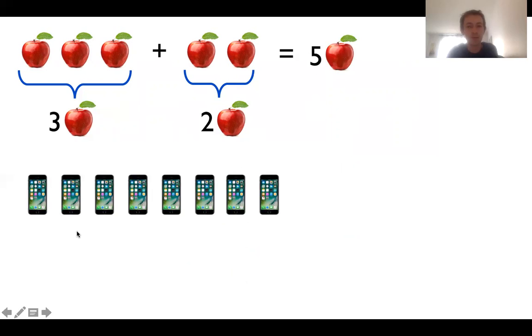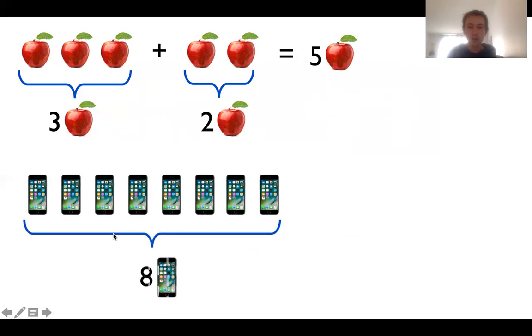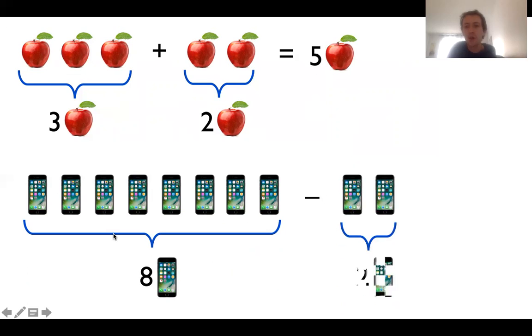Here's another way to do it. I've got 8 phones here. If I subtract 2 phones, I'm going to obviously have 6 phones. So obviously you know this. But what I'm doing is I'm using these symbols to show you something that you can do algebraically as well.